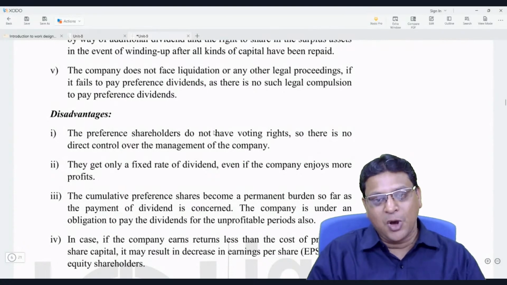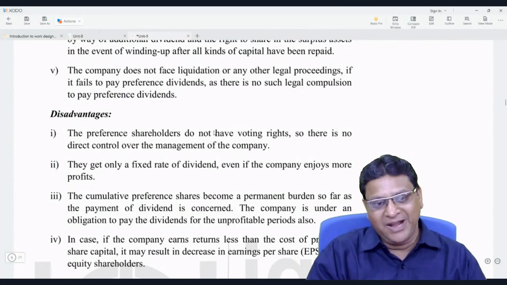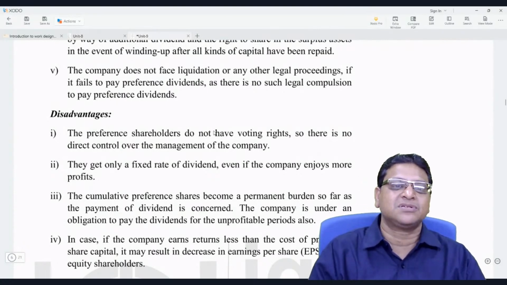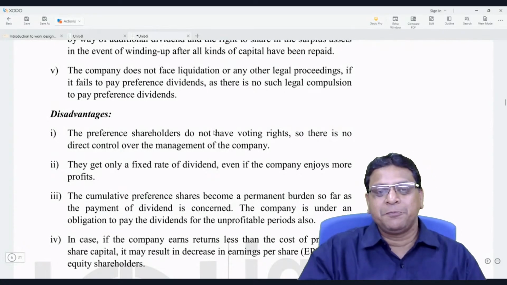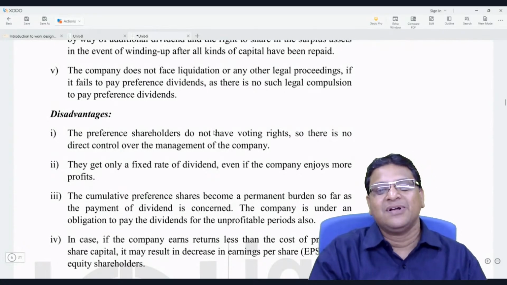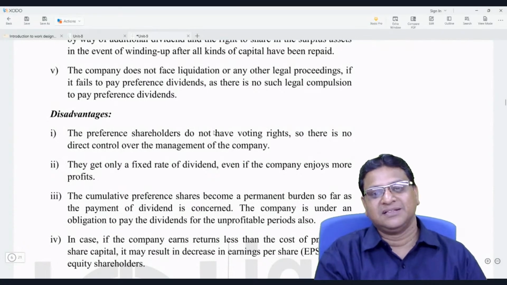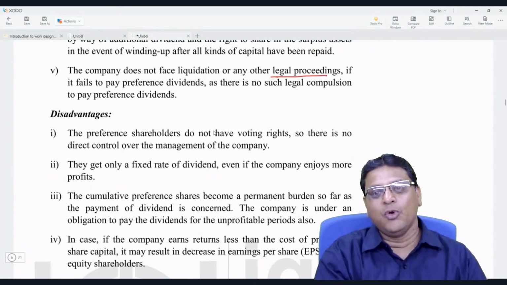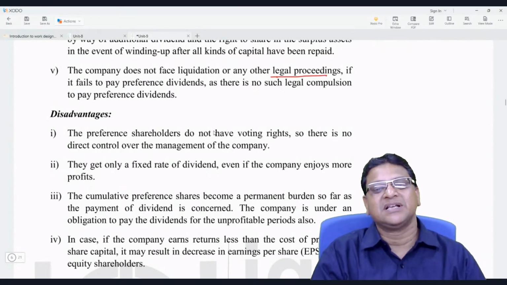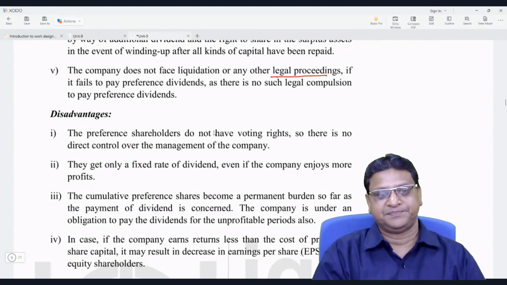At the time of loss, the company may provide dividend to preference shareholders or may not provide dividend. The preference shareholders cannot claim dividend. They cannot go for legal proceedings if preference dividend is not paid.